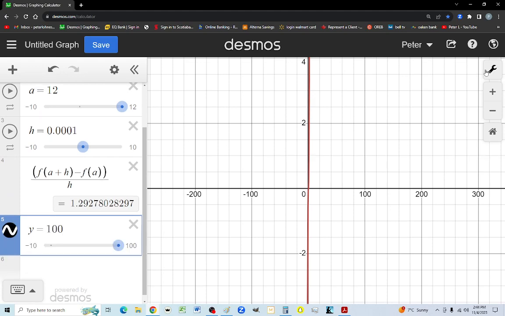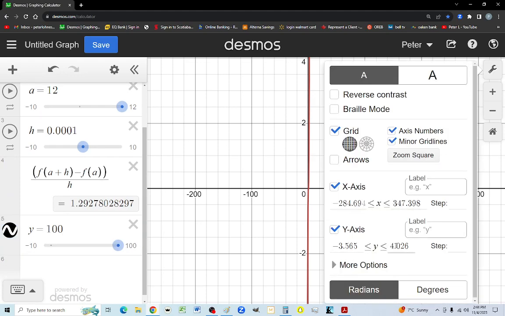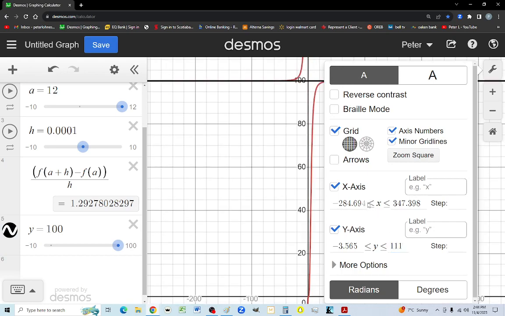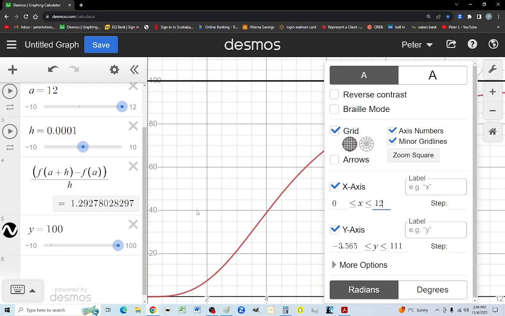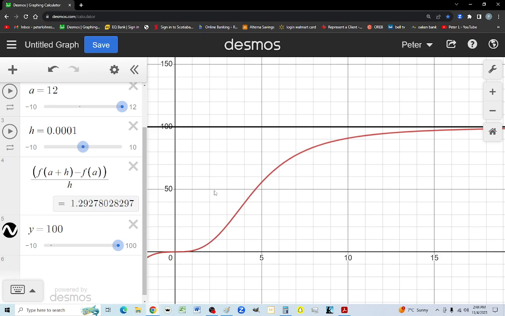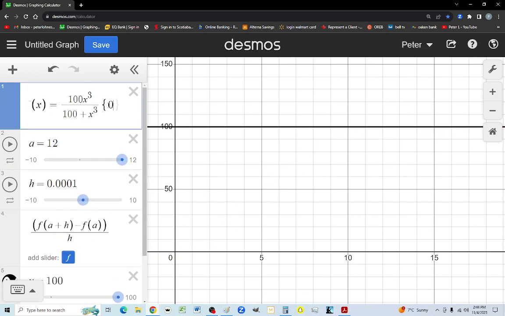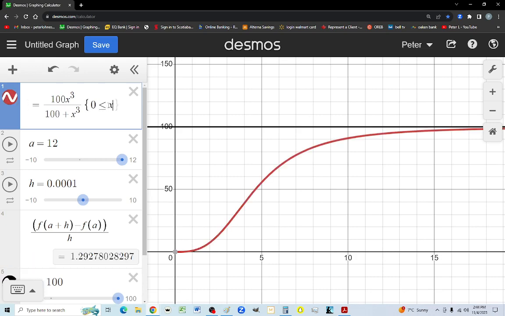And we're going to put it on a scale of y from 0 to 100, and x from 0 to 12. And you can see it looks like that. If you want to get an idea of what period they're looking for, they're talking about only 0 to x equals 12. So they're only talking about that portion of the graph.